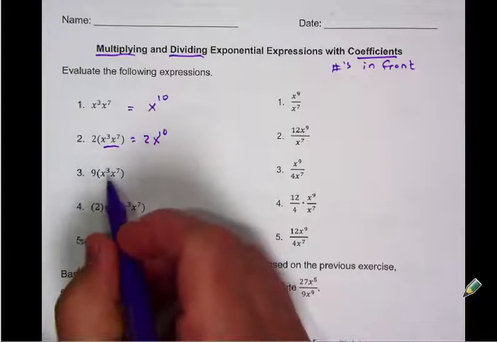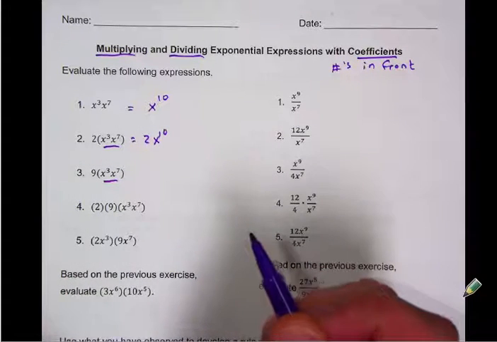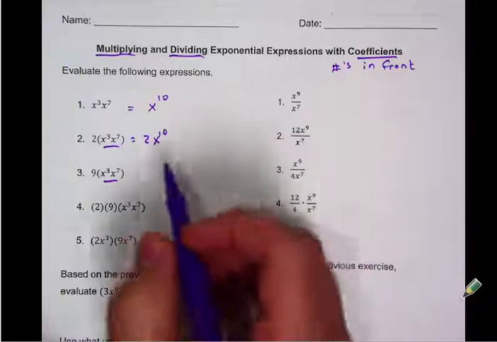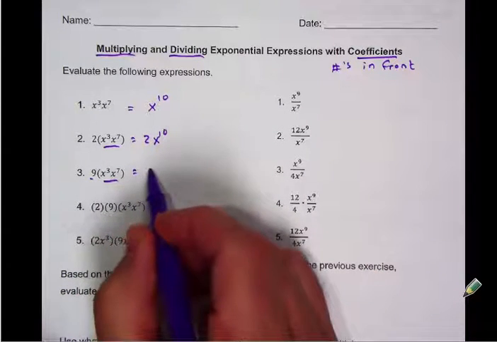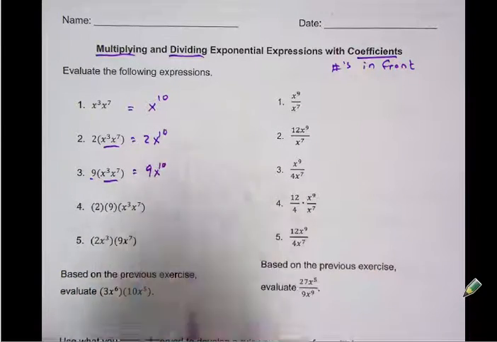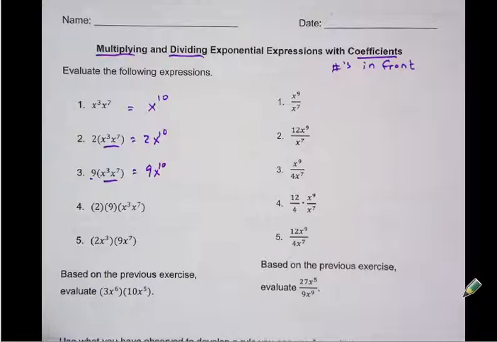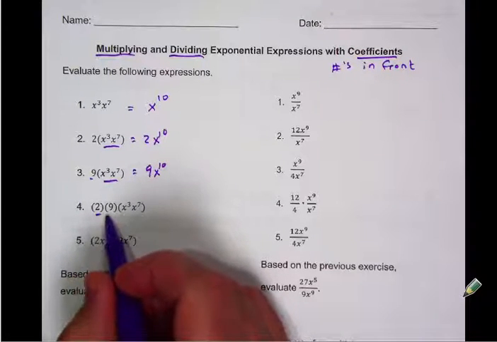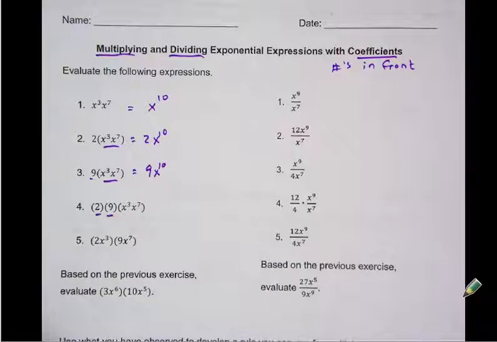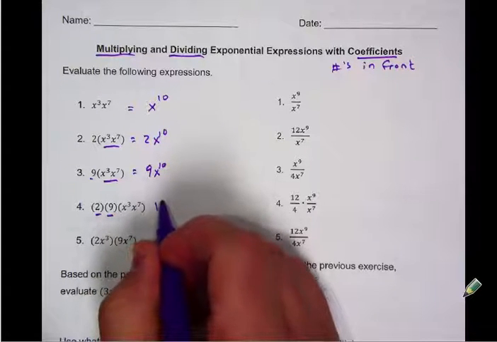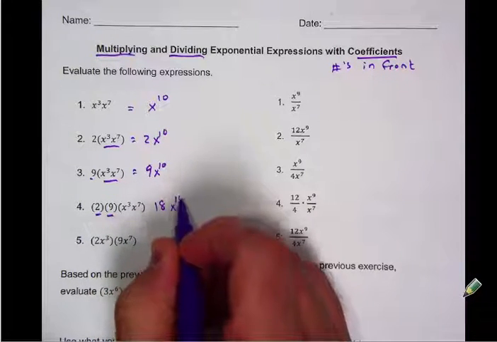Well, if I take a look at this one again, I see x to the third times x to the 7th, but now I see a 9 in the front, so that would be 9x to the 10th. Step 4, I see 2 right next to the 9. So I'm just going to do 2 times 9, which of course is 18x to the 10th.